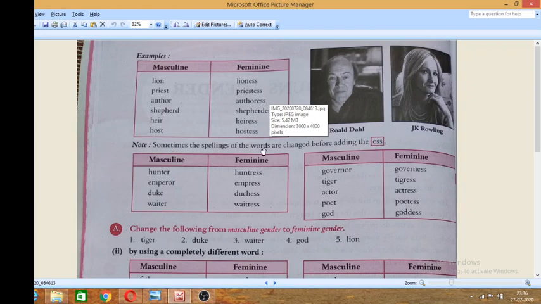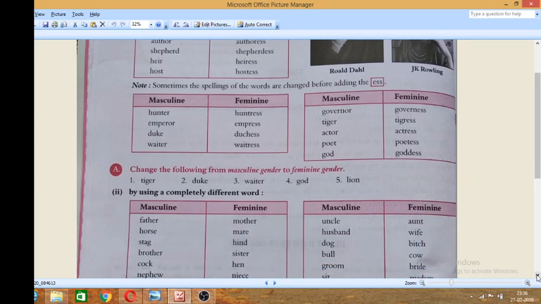Sometimes the spellings of words change before adding ESS. So you have to be careful about this. You can see lion, lioness, but hunter: not hunteress, it is huntress. Emperor, empress. Be very careful about this.